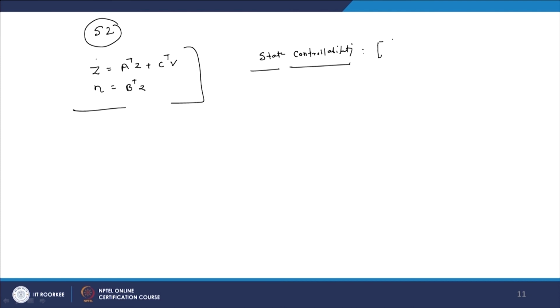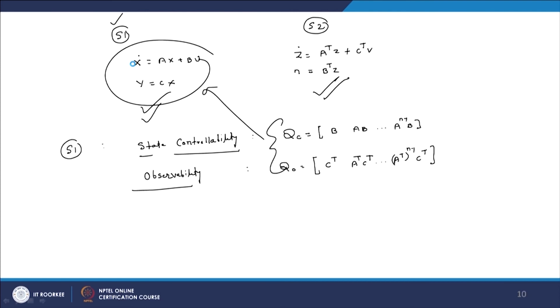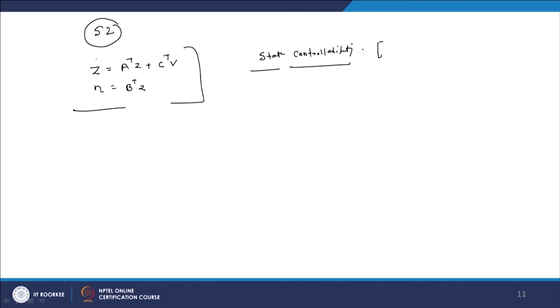Earlier, in checking the controllability we have taken B, A B, up to A raised to n minus 1 B. Here the equation is in terms of A transpose and C transpose. So the state controllability starts with C transpose, which is nothing but the B of the original system. So we can write the state controllability as C transpose, A transpose C transpose, up to A transpose raised to n minus 1 C transpose.